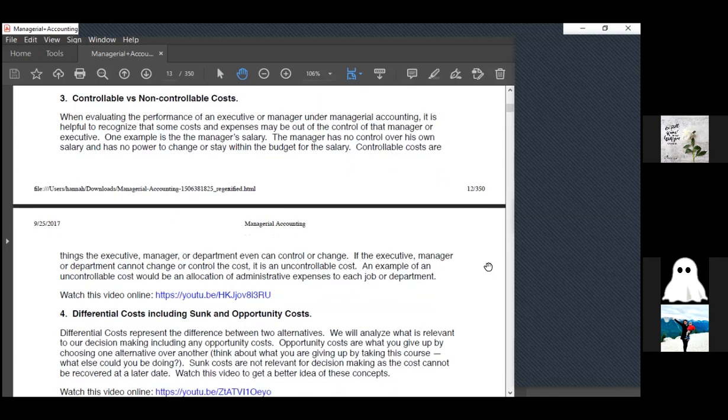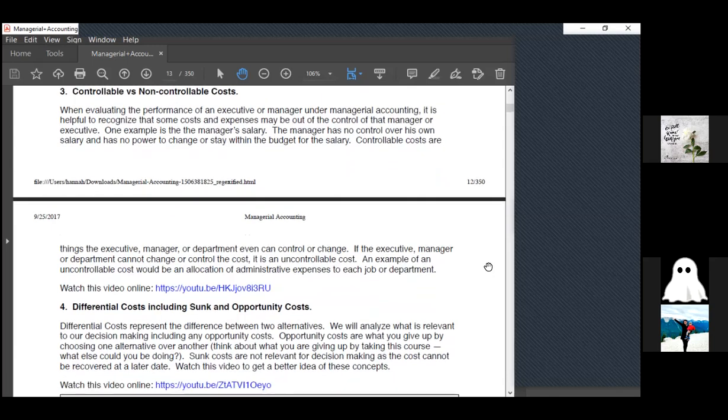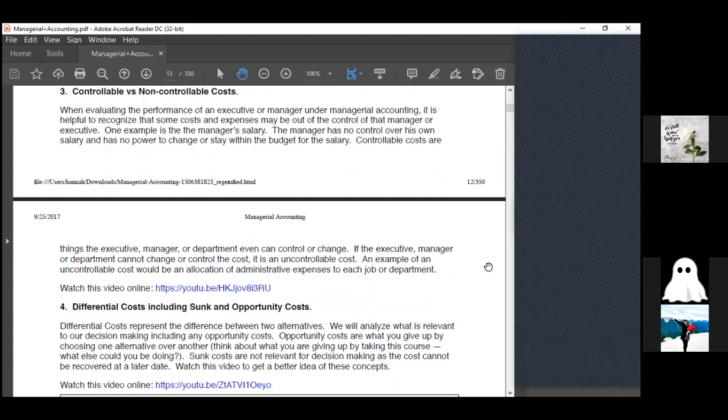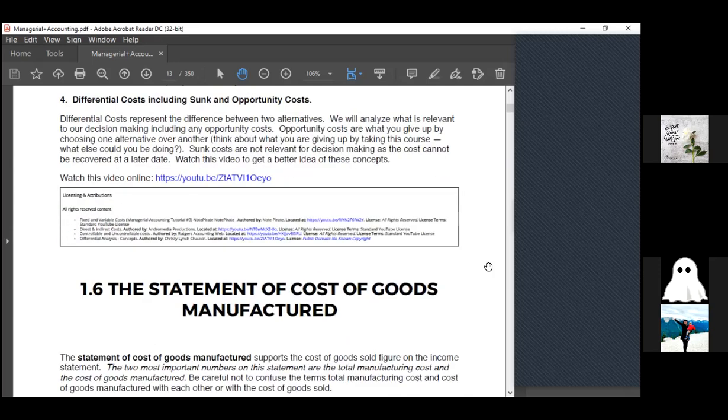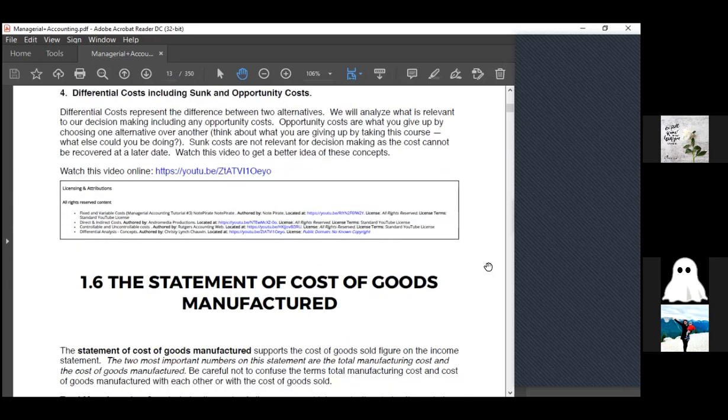Then there are controllable and non-controllable costs. So costs that are out of control of a manager, we saw these yesterday, are non-controllable costs, and the cost that can be changed or is under the control of the department is called a controllable cost. There are then differential costs, including sunk and opportunity costs. So we also read about these yesterday.